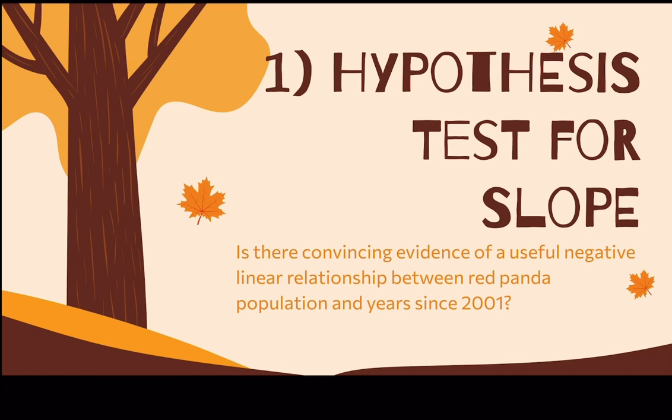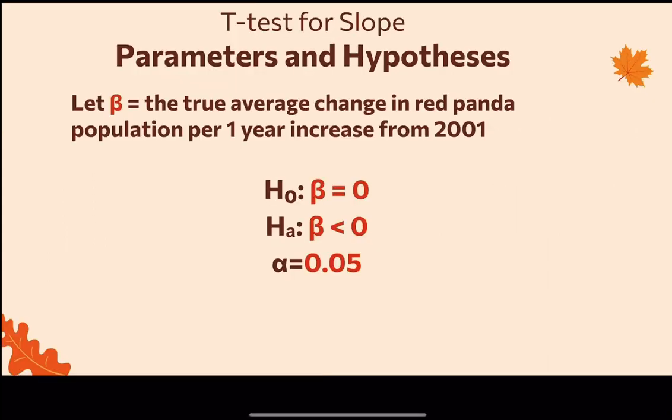The first procedure I will be performing is the hypothesis test for slope. This is to answer the question, is there convincing evidence of a useful negative linear relationship between red panda population and years since 2001? The parameter is beta. Let beta equal the true average change in red panda population per 1 year increase from 2001. The null hypothesis is that beta equals 0, and the alternate hypothesis is that beta is less than 0. This is not a two-tailed test because I want to see if the population of red pandas is decreasing. The significance level for this test is 0.05.